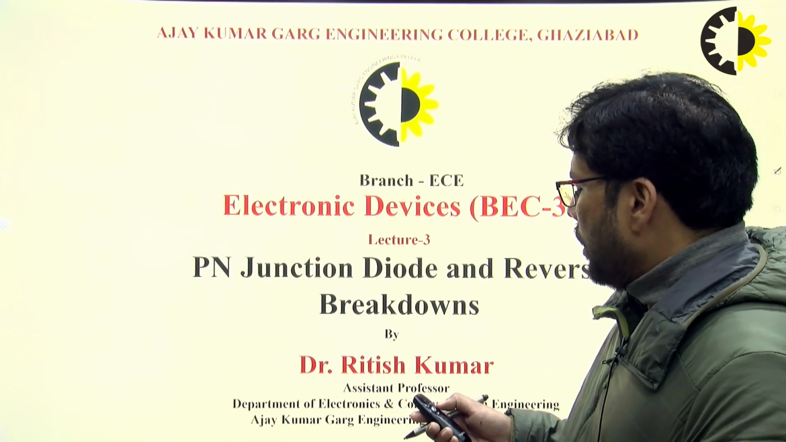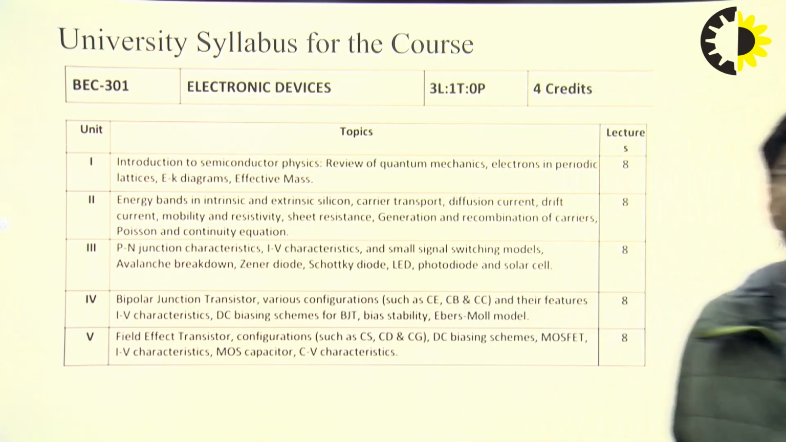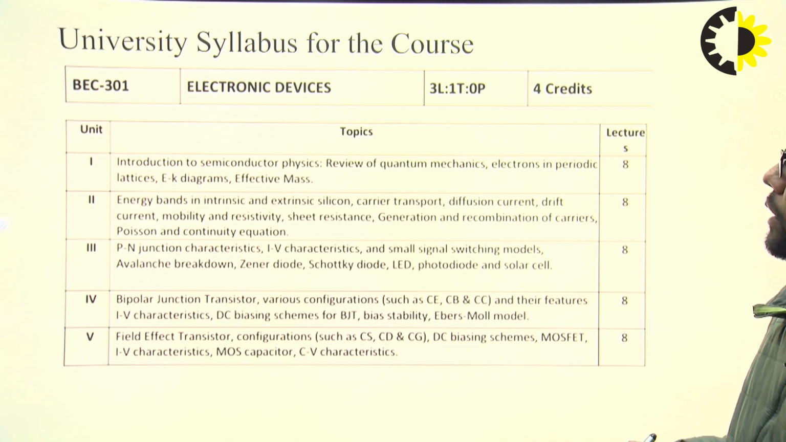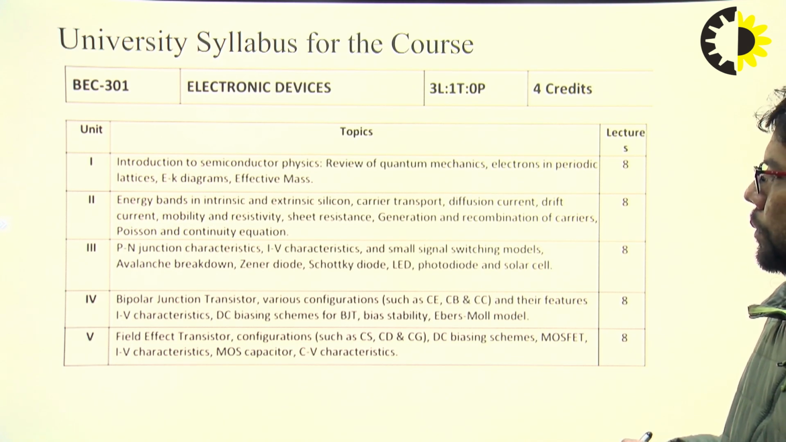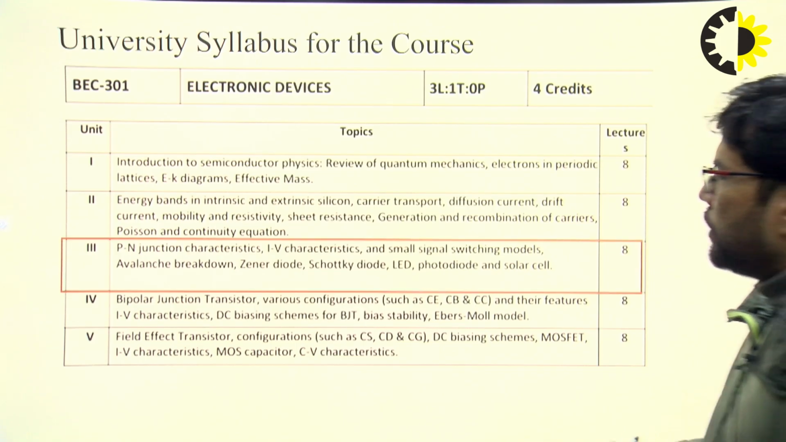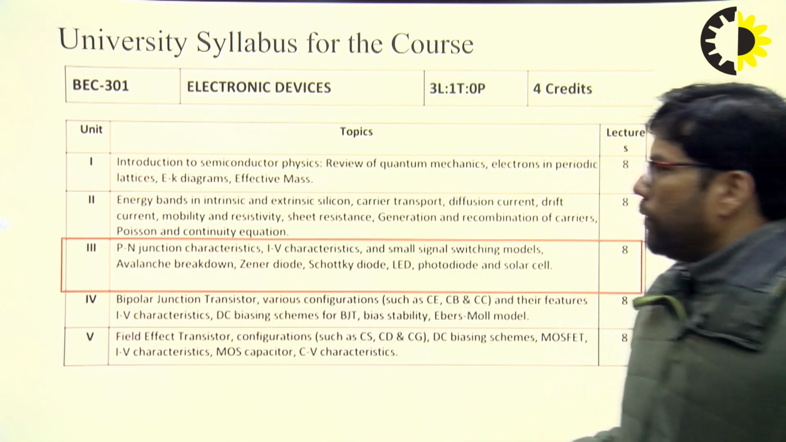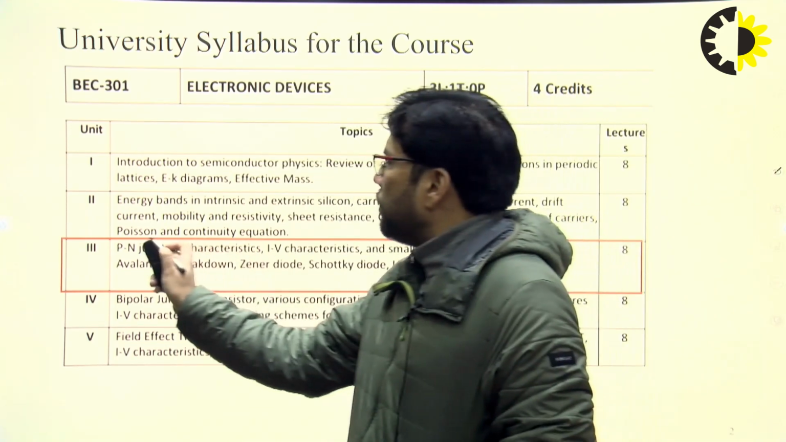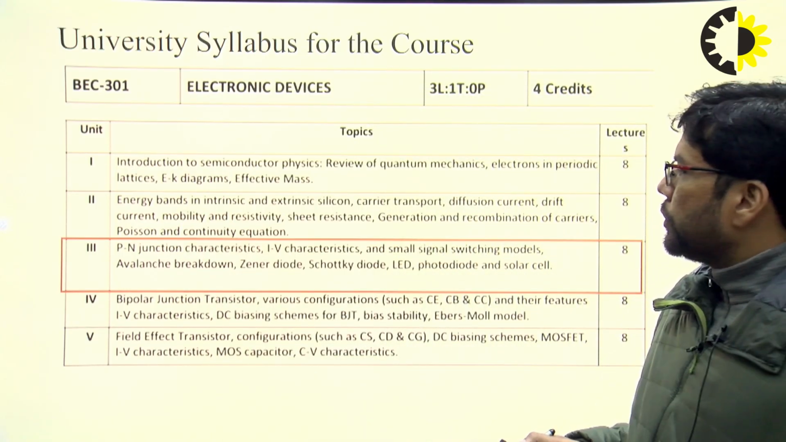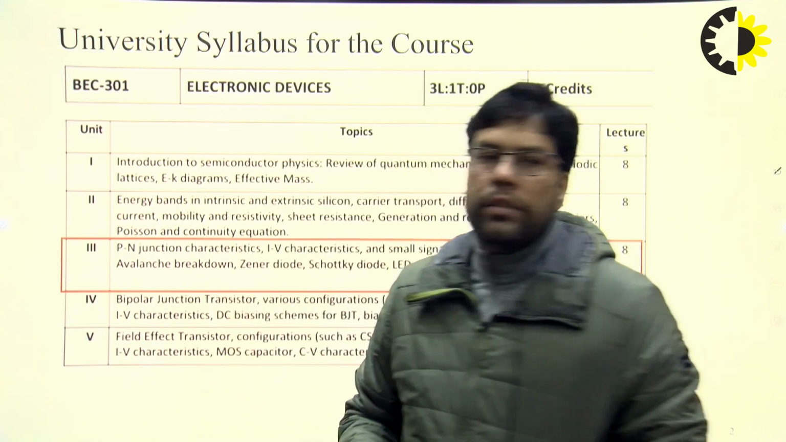First, we will start with the syllabus. So this is a university syllabus, as you can see here. The syllabus is divided into 5 units, and this topic is unit number 3, PN junction characteristics. I will cover the PN junction diode and its characteristics, and also the different kinds of breakdowns, the avalanche breakdown and Zener breakdown.